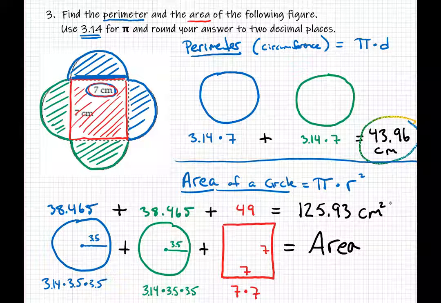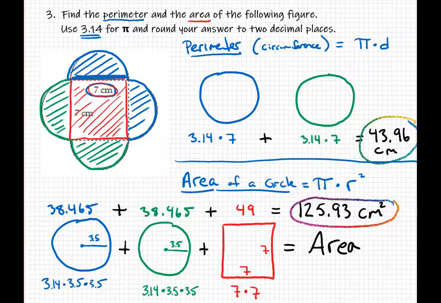Remember, perimeter is length, so that's centimeters. Area is two-dimensional space, so that's measured in square centimeters. Okay, and that about does it. The perimeter of this figure is 43.96 centimeters, and the area is 125.93 square centimeters.